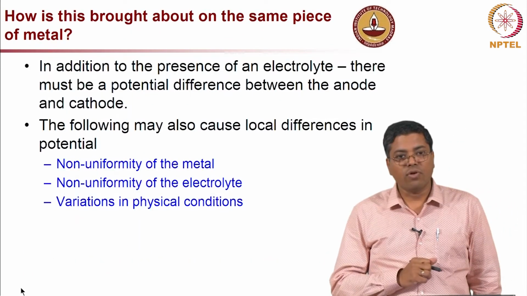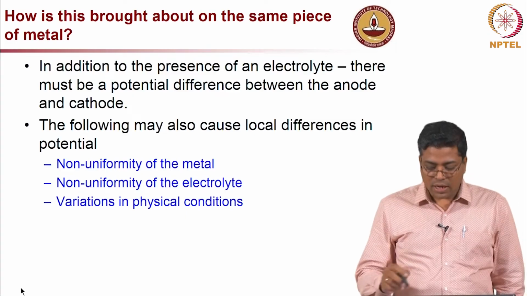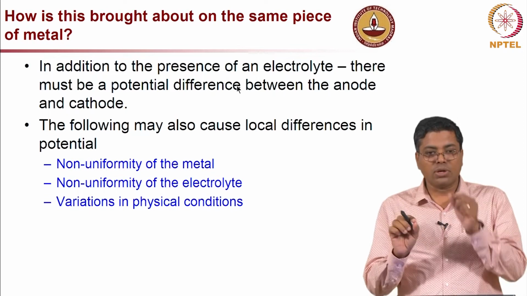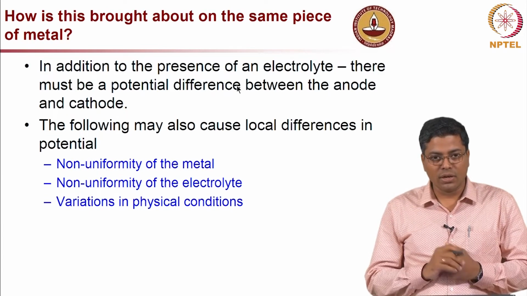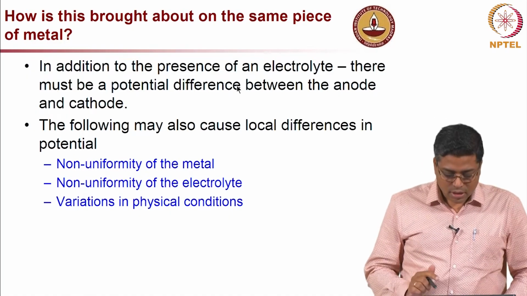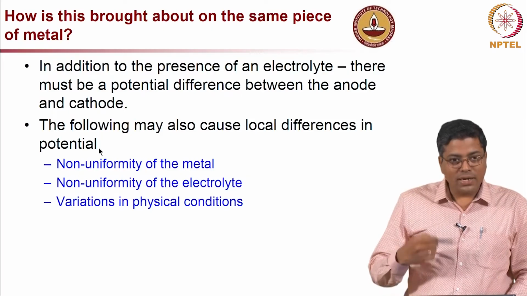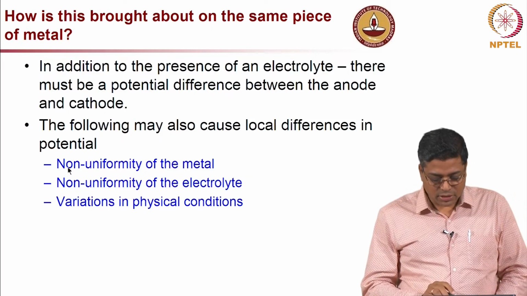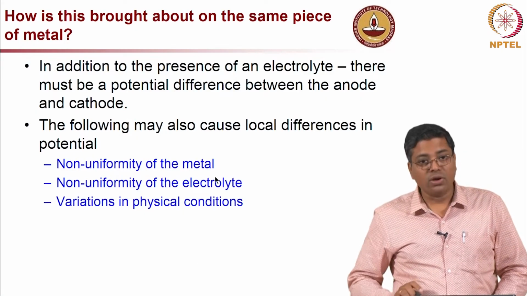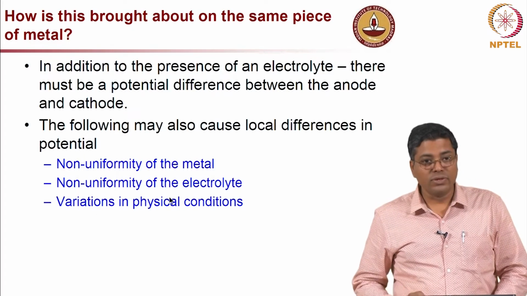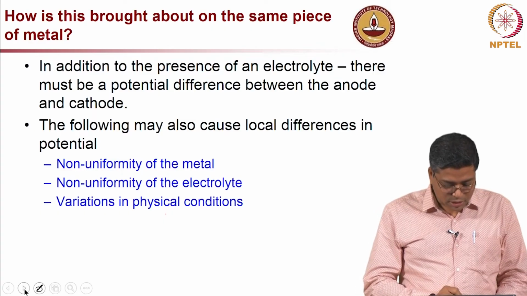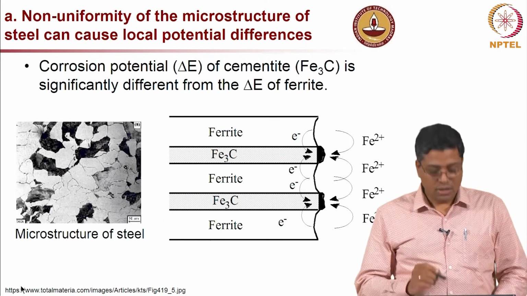What is the reason for this? One reason is there could be a potential difference between 2 points on the same metal. When there is a potential difference between 2 points on the same metal, there will be a flow of electrons from one point to the other to balance it. What is leading to this potential difference is non-uniformity of the metal, non-uniformity of the electrolyte, and variations in physical conditions. So, I will show you these three cases in the coming slides. What does this mean? Non-uniformity of the metal.